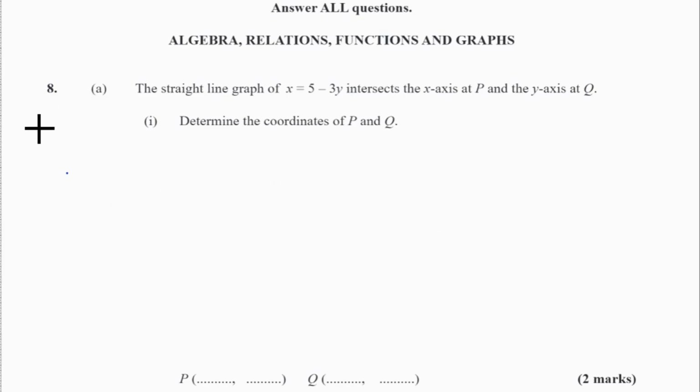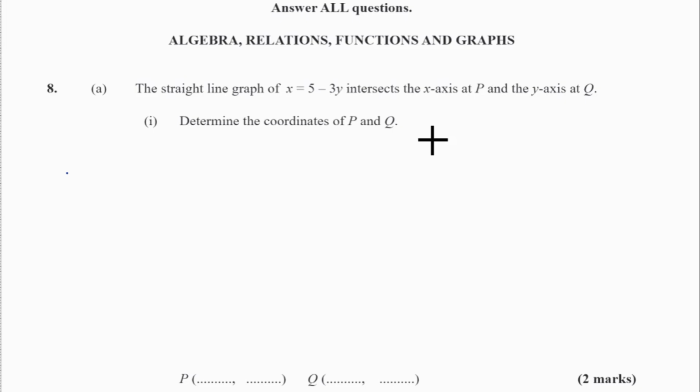Okay, so we are looking at question 8, part A of which asks us to find, for the straight line graph of x is equal to 5 minus 3y, which intersects the x-axis at P and the y-axis at Q, the coordinates of P and Q. Okay, how do we do this?